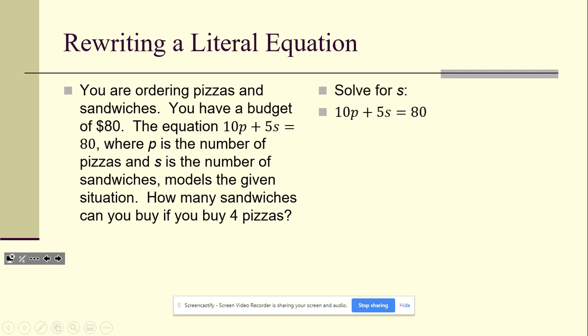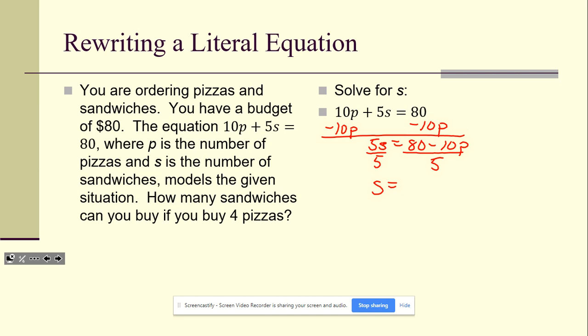So we have this particular equation. And in this case, since we want to know the number of sandwiches, S, we want to take this equation and solve for S. And we'll do that by subtracting 10p from both sides. So now we have 5s is equal to 80 minus 10p. And then we'll divide both sides by 5 to isolate s.